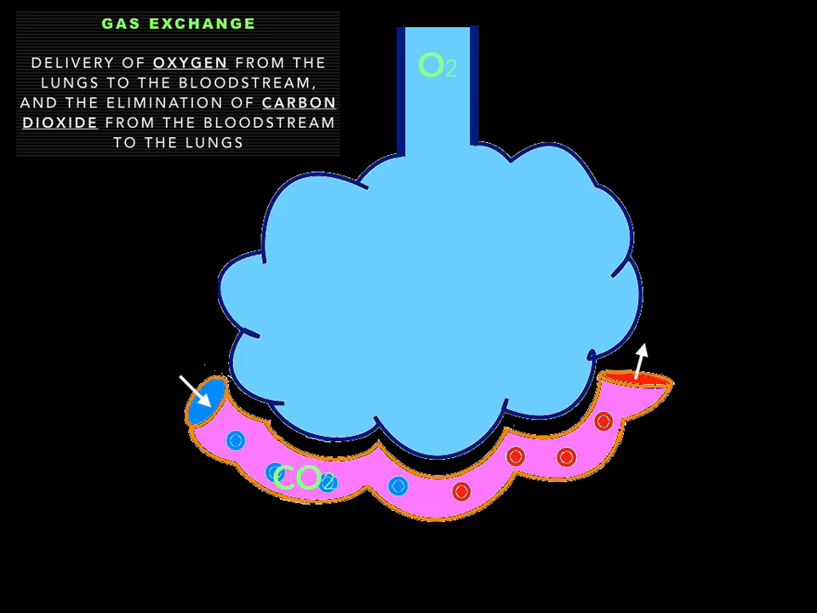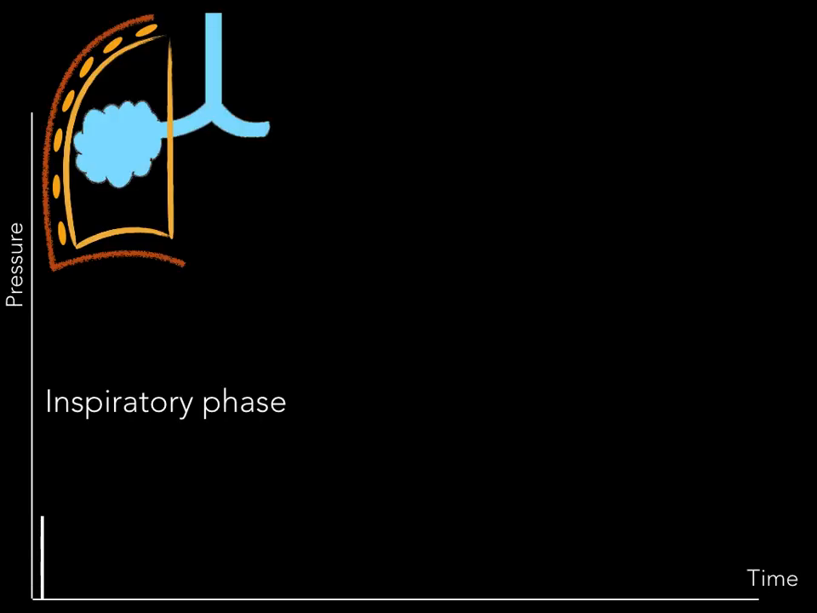To improve oxygenation, we have to understand gas exchange, which is the delivery of oxygen from the lungs to the bloodstream and the elimination of carbon dioxide from the bloodstream to the lungs. Gas exchange occurs during the inspiratory phase. The process of diffusion occurs, resulting in increased oxygenation.